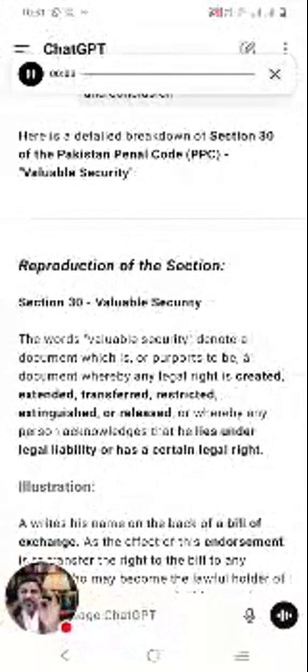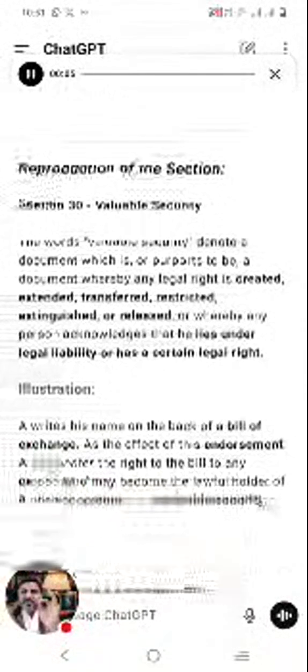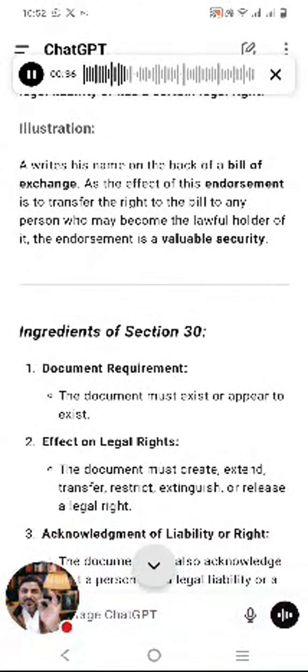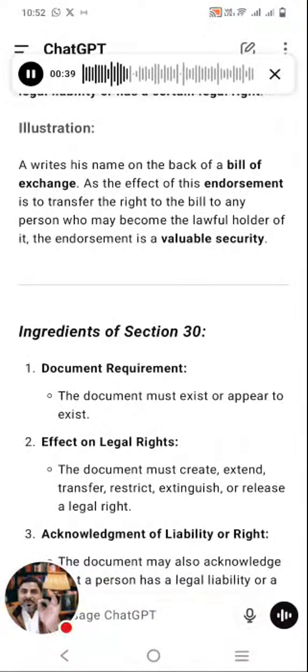Here's a detailed breakdown of Section 30 of the Pakistan Penal Code, PPC, valuable security. Reproduction of the section. Section 30, valuable security. The words valuable security denote a document which is, or purports to be, a document whereby any legal right is created, extended, transferred, restricted, extinguished, or released, or whereby any person acknowledges that he lies under legal liability, or has not a certain legal right. Illustration. A writes his name on the back of a bill of exchange. As the effect of this endorsement is to transfer the right to the bill to any person who may become the lawful holder of it, the endorsement is a valuable security.